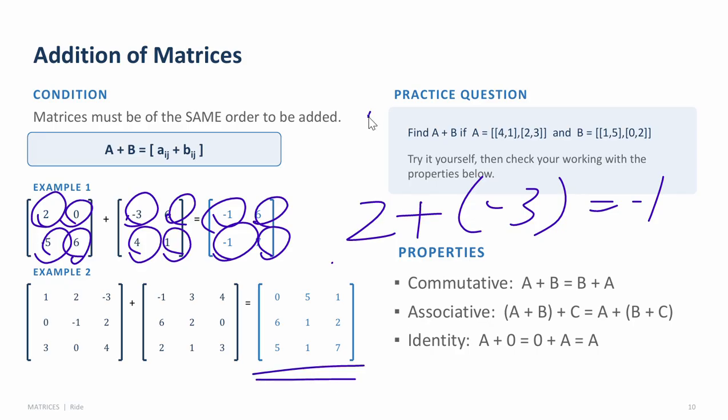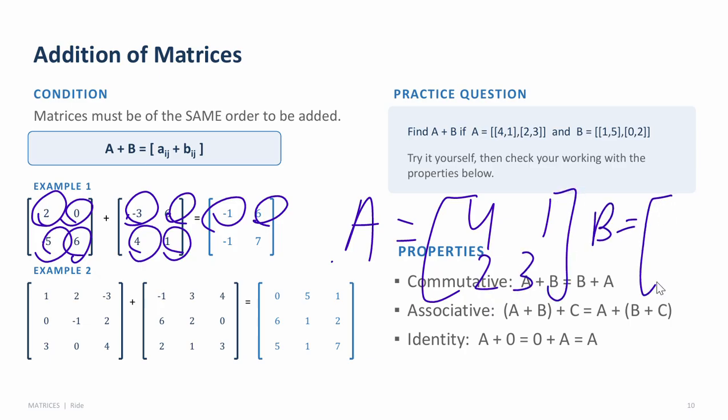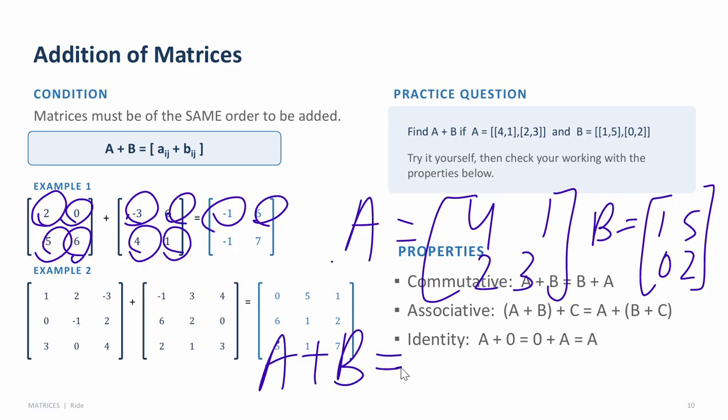So this is a practice question. Let us solve it ourselves. Okay, so there's a matrix A, which is 4, 1, 2, and 3. That basically refers to 4, 1, 2, and 3. And then we have a B matrix, which is 1, 5, 0, and 2. Right now we are going to do A plus B. So what we will get here: 4 plus 1 is 5, 1 plus 5 is 6, 2 plus 0 is 2, 3 plus 2 is 5. So we get 5, 6, 2, 5. Okay.